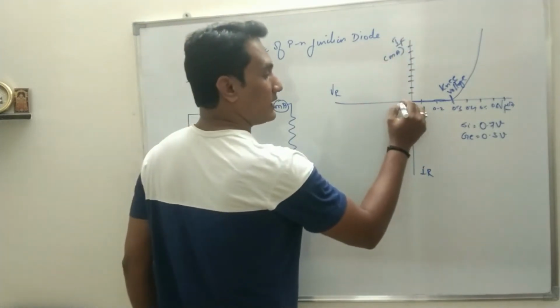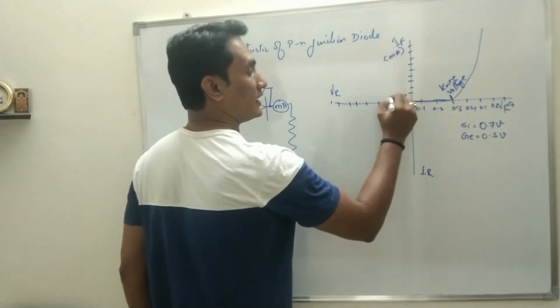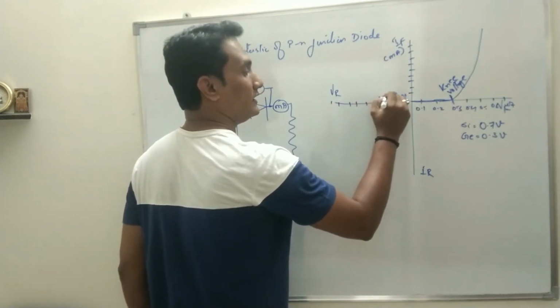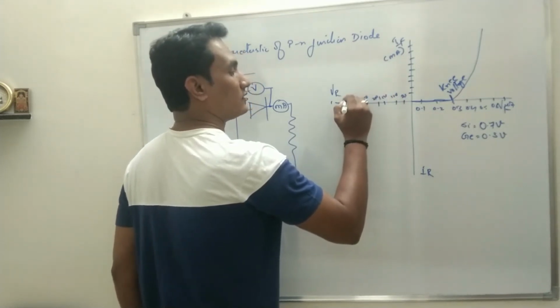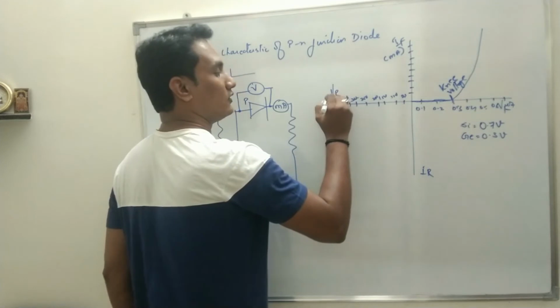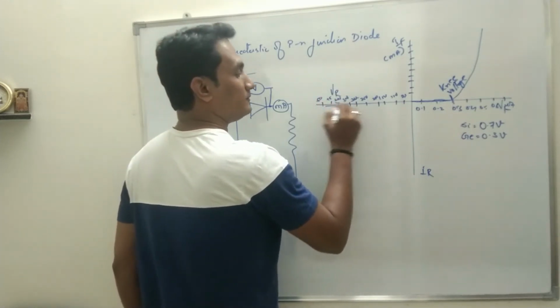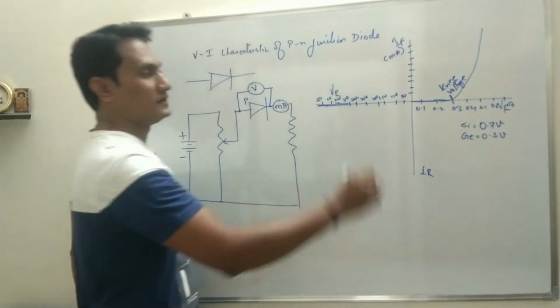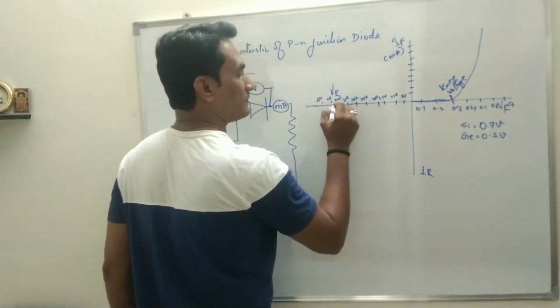And in reverse bias condition, when you apply 5 volt, 10 volt, 15 volt, 20 volt, 25 volt, 30 volt, 35 volt, 40 volt, 45 volt, 50 volt say, this is the characteristic curve for reverse bias.